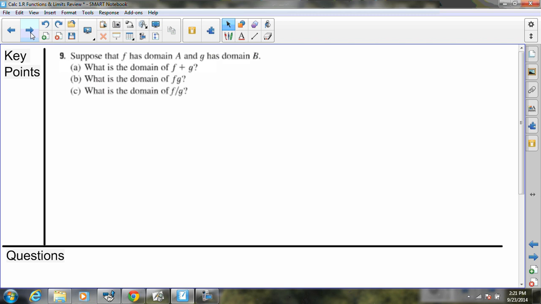Suppose that f has a domain A and g has domain B. What is the domain of f plus g? Well, if you are taking the sum of them, it will have to be defined for both. Where you would get both of them is not the union, A or B. If you need both, you actually must have the intersection, A and B. It has to fit both criteria.